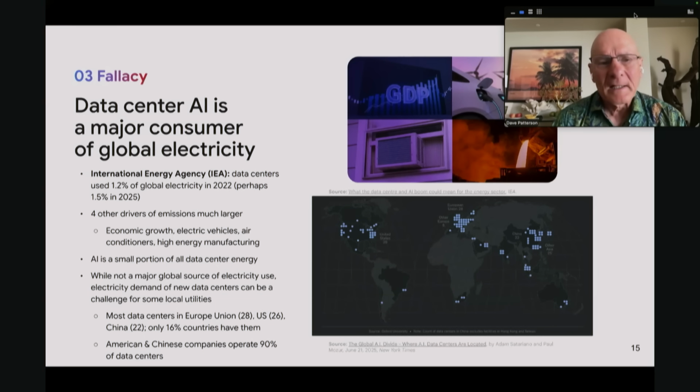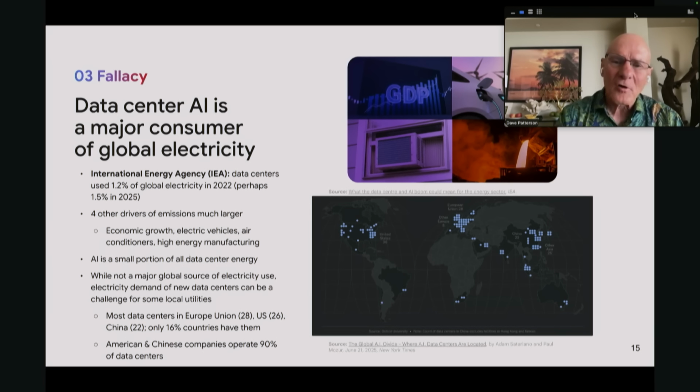Okay. The third fallacy, and you hear that all the time, is that data center AI is a major consumer of global electricity. So my source is the International Energy Agency. It is 60 countries. It's been around for more than 50 years. They're trying to encourage clean energy use. And they estimated in 2022 the data centers were 1.2% of global electricity use. They think for 2025, it's about 1.5%.